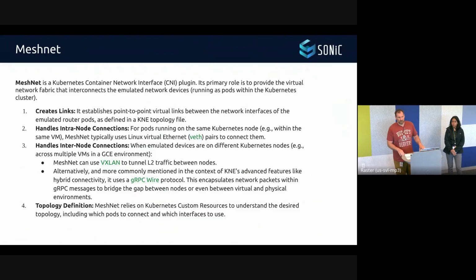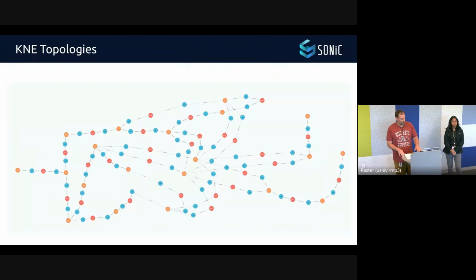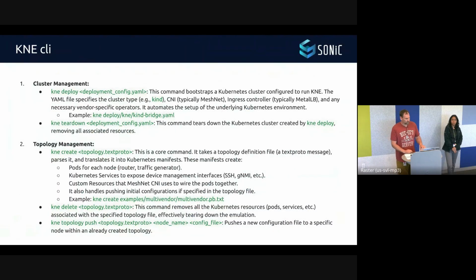and gives us a layer 2 connection between everything. So this is actually just a really simple KNE topology. Basically, you can take that proto, render it into a little SVG, but that's basically what's going to get created and laid out automatically based on the KNE create.